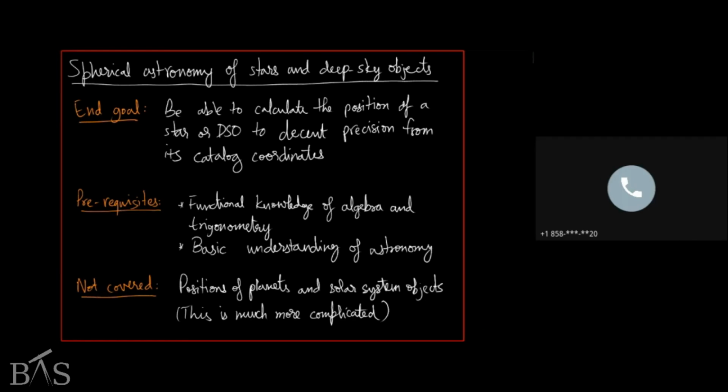The prerequisites for this pair of talks is going to be a functional knowledge of algebra and trigonometry. You don't have to know calculus in depth or the like, but you should have some familiarity with the trigonometric functions and how to plug them into a calculator or a computer program and calculate some things. And also have a basic understanding of astronomy, like when I say polaris and pole star, and so forth, that kind of understanding should be there. And what is horizon, what is zenith, so on. And like I said, we won't cover the positions of planets or solar system objects because it's much more complicated, and I don't know how to do the calculations yet.